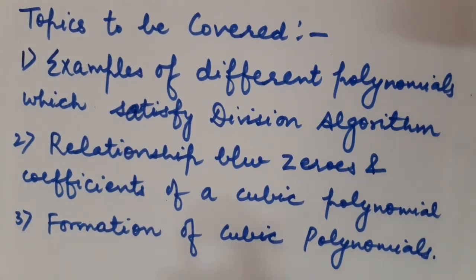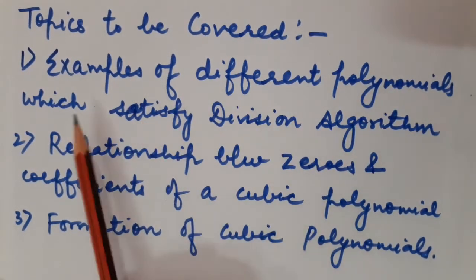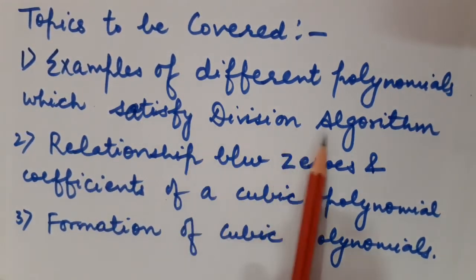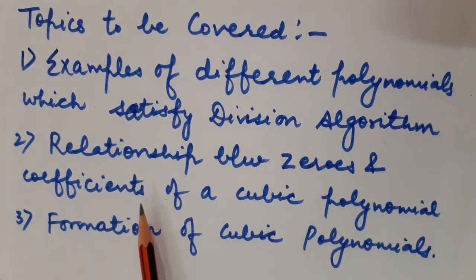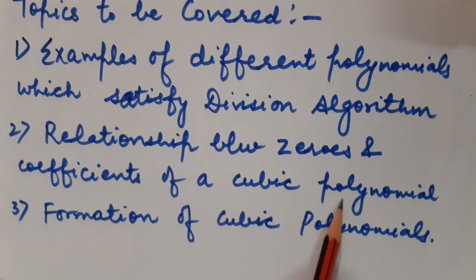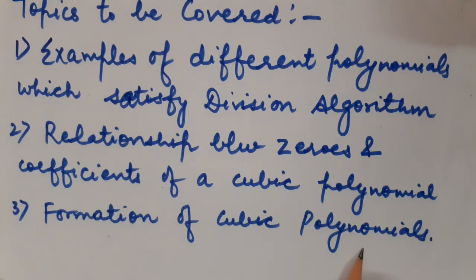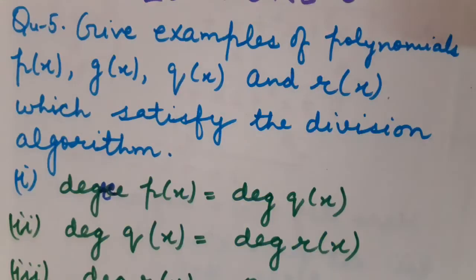So children, the topics which I am going to cover today are examples of different polynomials I am going to take which will satisfy division algorithm. The next topic will be relationship between the zeros and the coefficient of a cubic polynomial. And the third topic will be how to form a cubic polynomial when you know the sum of the zeros, the sum of the product of the zeros taken two at a time, and the product of the zeros. Clear, children? So let us start today's very first topic.